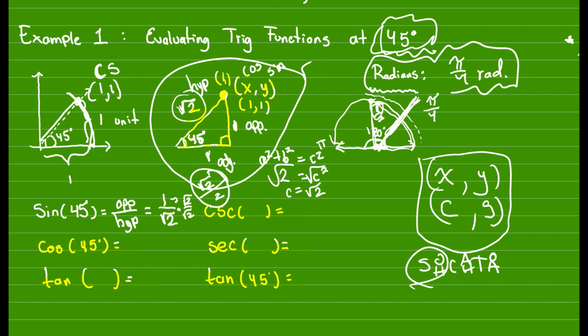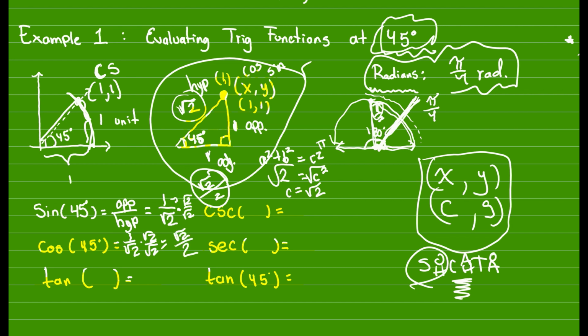What is cosine of 45? Well, cosine, looking at our good old friend, is adjacent over hypotenuse. Well, adjacent over hypotenuse is, again, 1 over square root of 2 times square root of 2 over square root of 2, and it's equal to square root of 2 over 2.